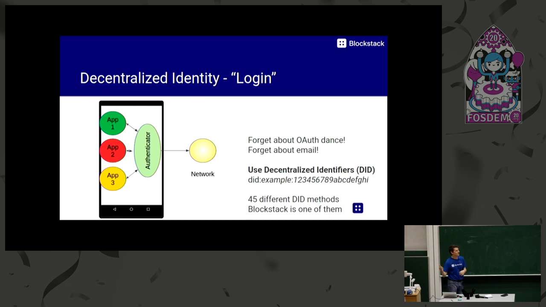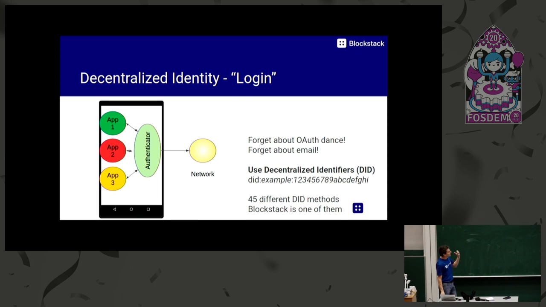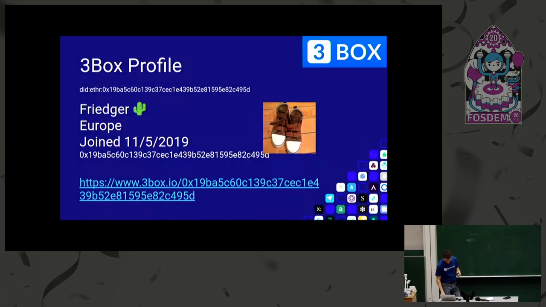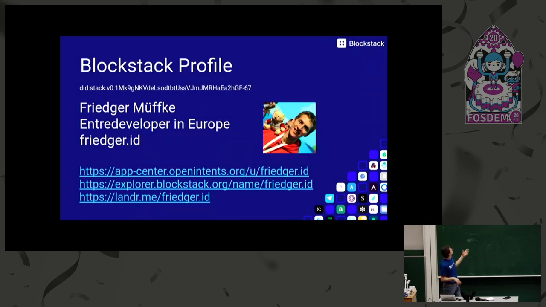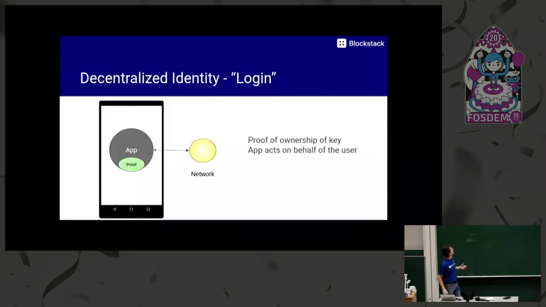We saw the Ethereum version in the talk before. So the idea is when you log in, when you authenticate to your device, you are creating with your cryptographic keys some kind of proof that you own this key. For Ethereum, there's, for example, Threebox as well. They really have a nice concept where your identity is represented with a profile, and this is the Ethereum address, and you get some information about the user. And Blockstack uses a more human-readable way to represent your identity. But it's really about having a proof that you own this private key in the end.